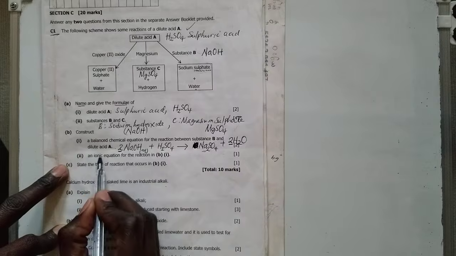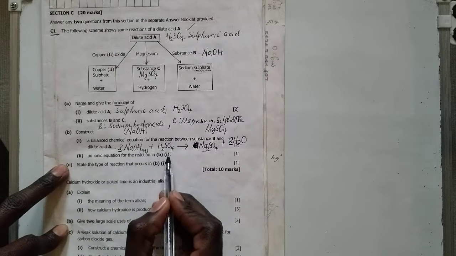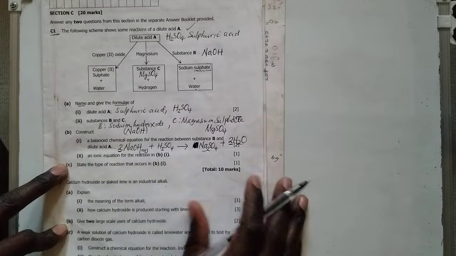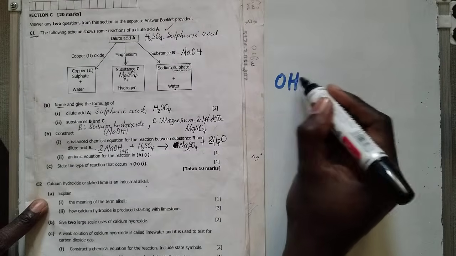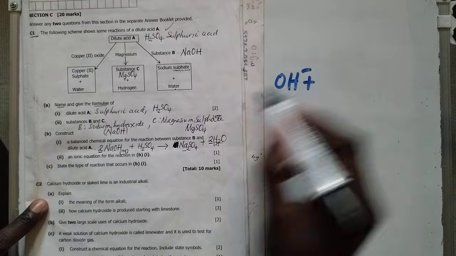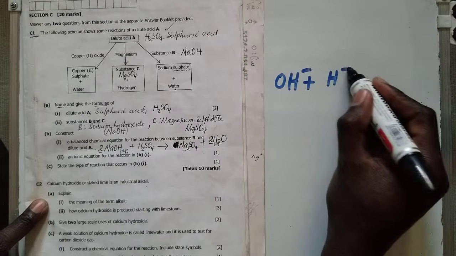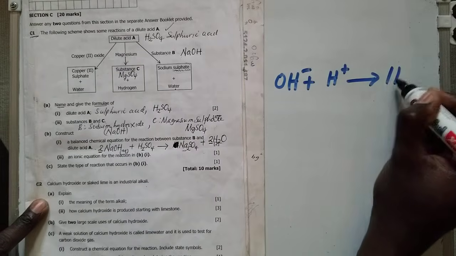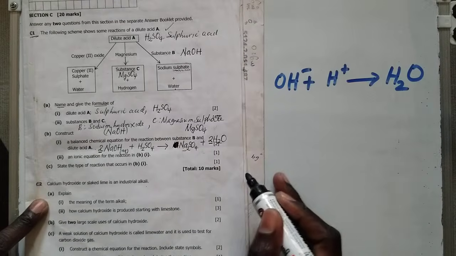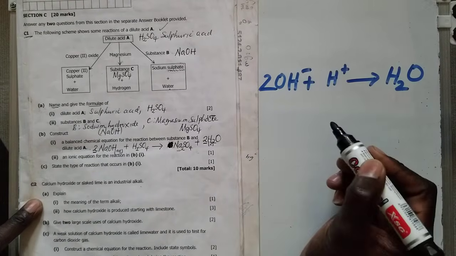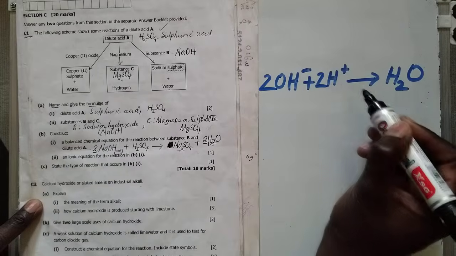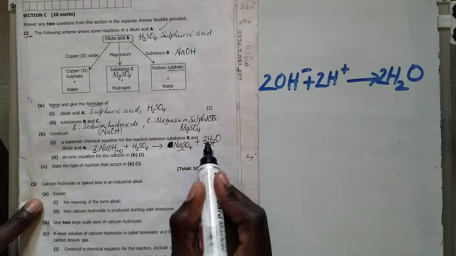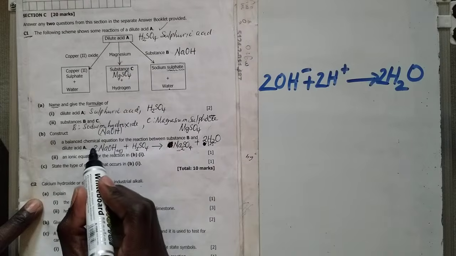Then it says an ionic equation for the reaction in B1. Now remember, this is a neutralization reaction. For a neutralization reaction, from the base, you are simply getting the hydroxide ions, reacting with, from the acid, the hydrogen ions from the acid, and that produces H2O. But of course, you can balance up. There was a 2 in front there, and here there will be a 2 in front there. Remember, this 2 comes in front.